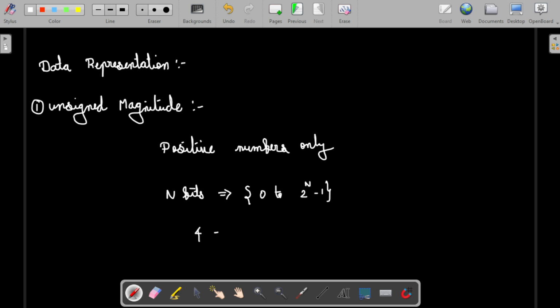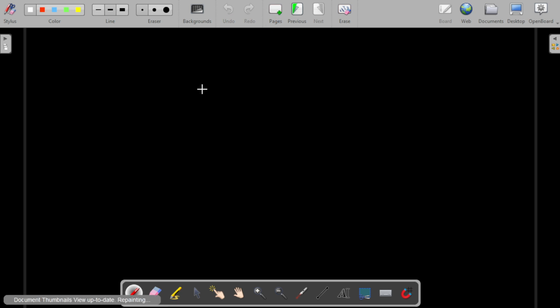If 4 bits are there, we can represent 0 to 2 power 4, which is 16, 16 minus 1 is 15. So up to 15 we can represent in unsigned magnitude. This is the normal representation, how we represent binary numbers. The demerit is that negative numbers cannot be represented in this system.